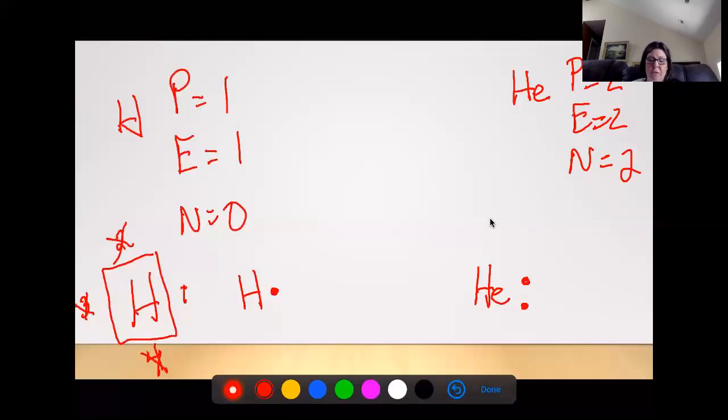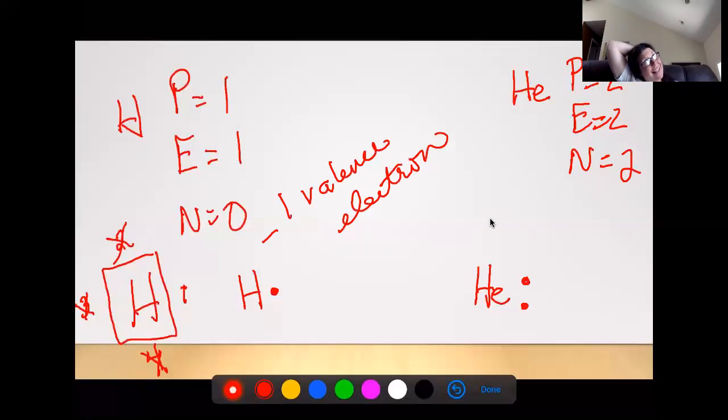So because it is full, it is called a noble gas. It is unreactive. This is why hydrogen is flammable and helium is not. So we say that this one has 1 valence electron. Right? Valence electrons are the number of electrons in the outermost energy level, and then this one would have 2 valence electrons.